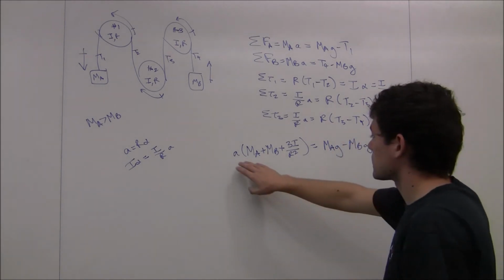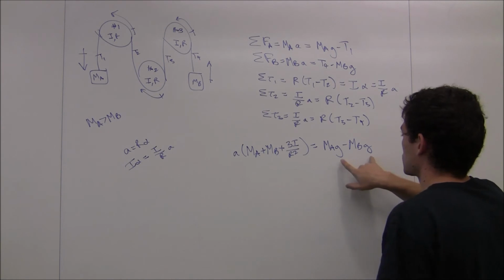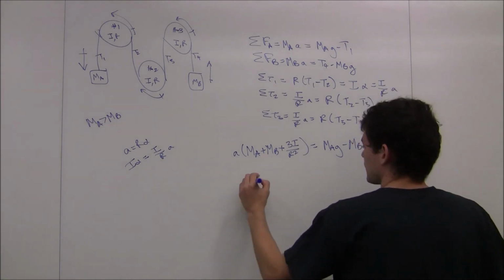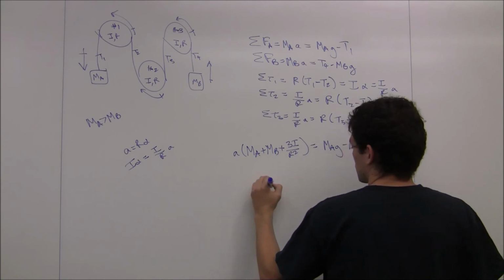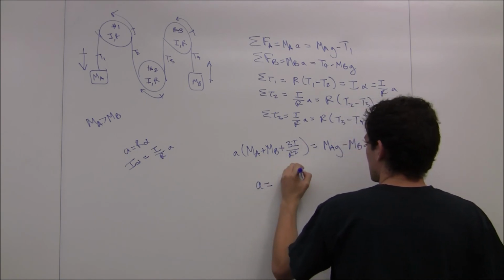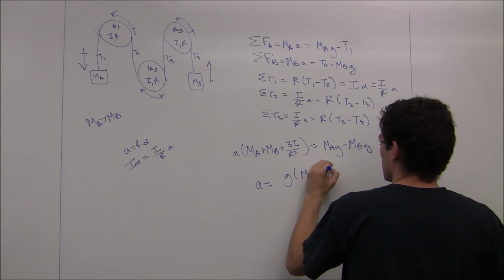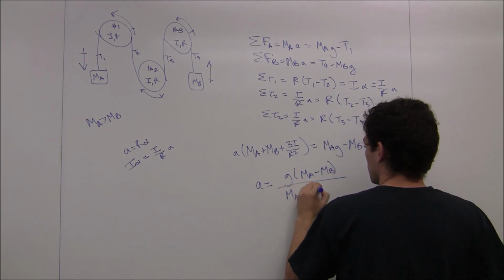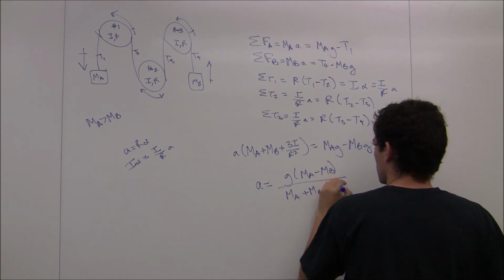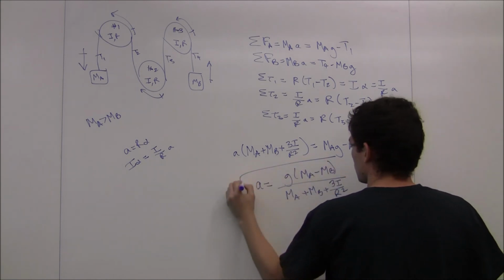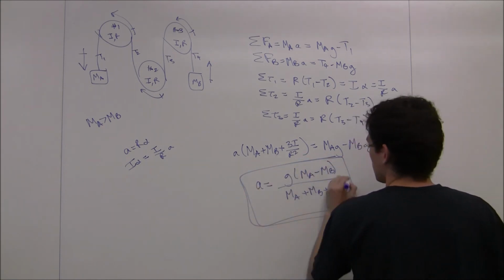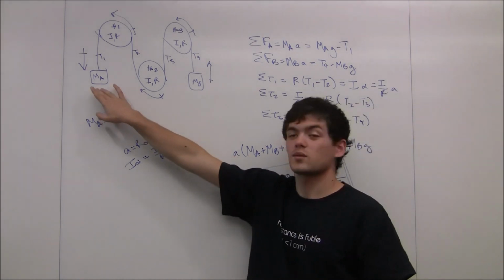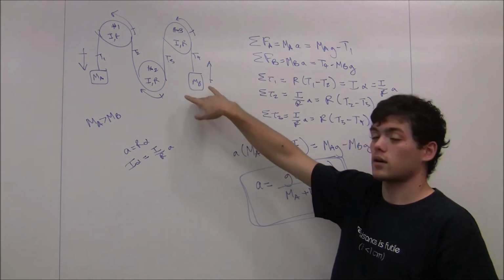So now all we have to do is divide this term out. I'm going to factor out a g just to make it look a little bit nicer. And so we get acceleration is equal to g times mA minus mB divided by mA plus mB plus 3I over r squared. So that is going to be our final answer. This is the acceleration that this block experiences downward and this block experiences upward.